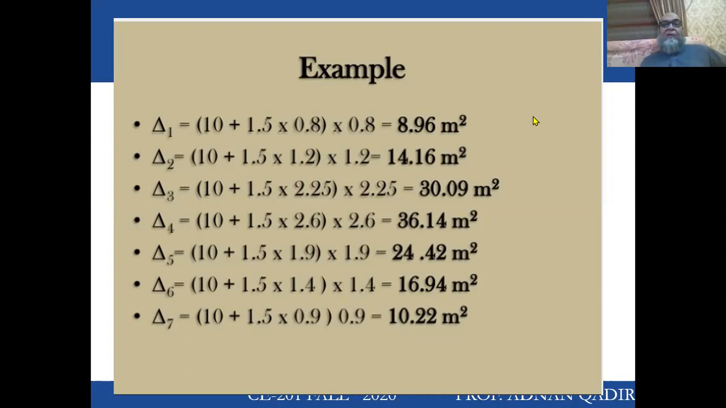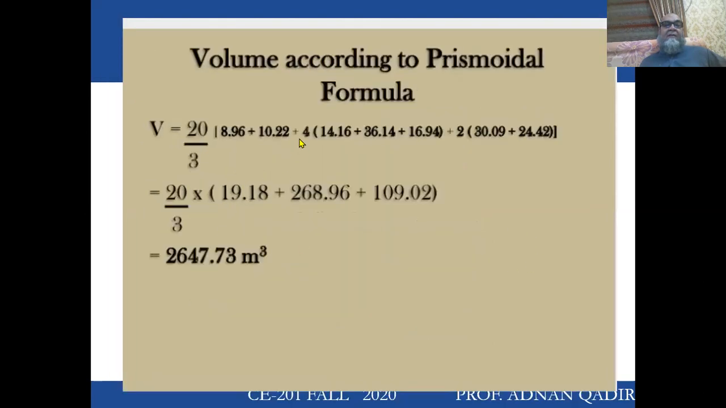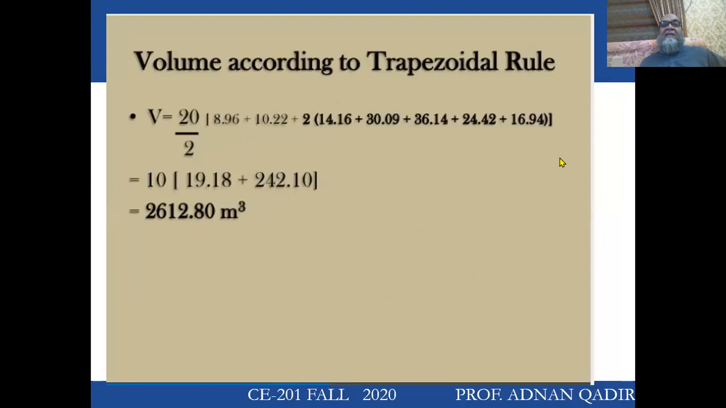So for evens, 14.1, 4 times, the sum will be this plus this, and for odd, delta 3 and delta 5. So that's what I have done. 14.16, 36, 2 times the rest of the areas. The total areas are 1, 2, 3, 4, 5, 6, 7. But we have 1, 2, 3, 4, 5, 6, 7. So this is again the cross check.